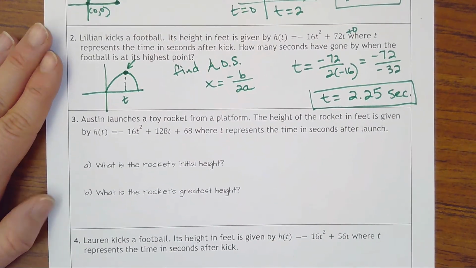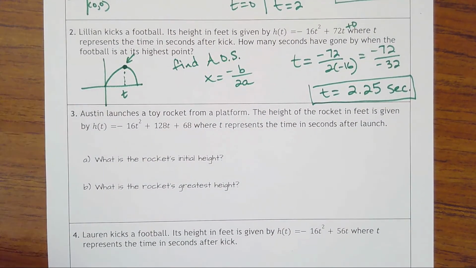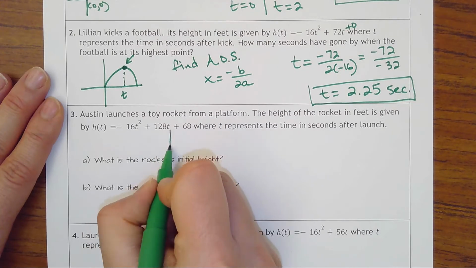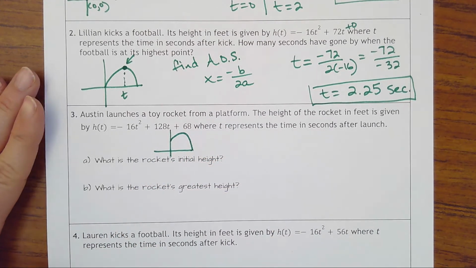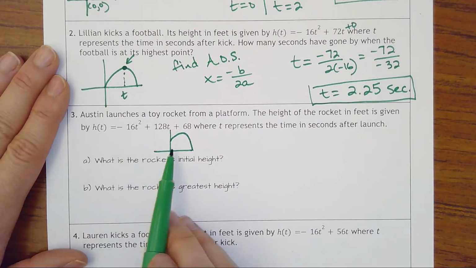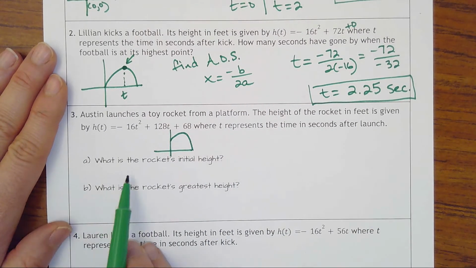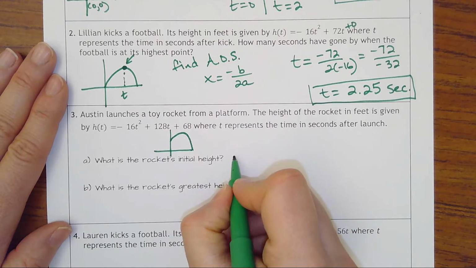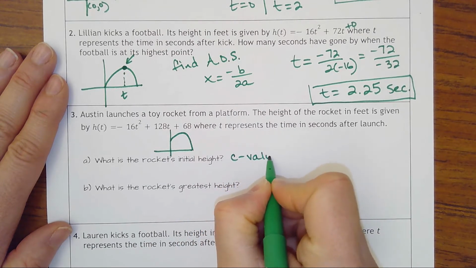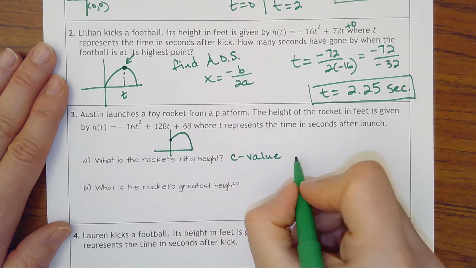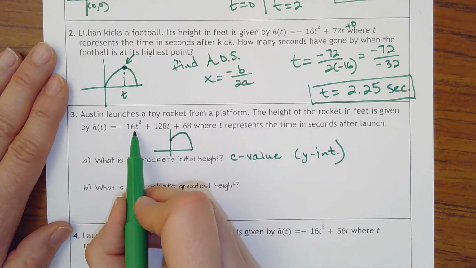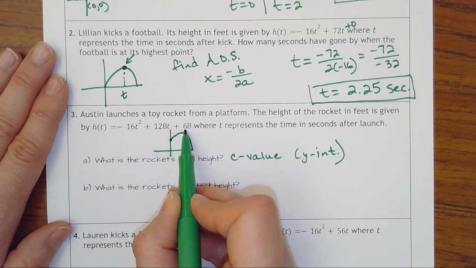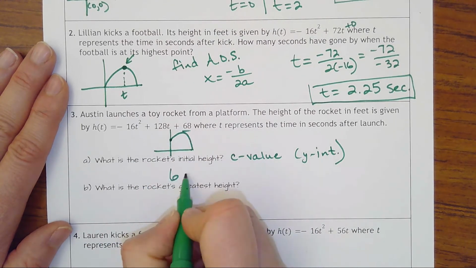All right, number 3, Austin launches a toy rocket from a platform. So this time, something like this. The height of the rocket in feet is given by this. T is the time after launch. What is the rocket's initial height? That is just the c value. Initial height is a y-intercept. And so it's just plugging in 0 for x, or t, which makes those terms go away. It's just 68 feet.